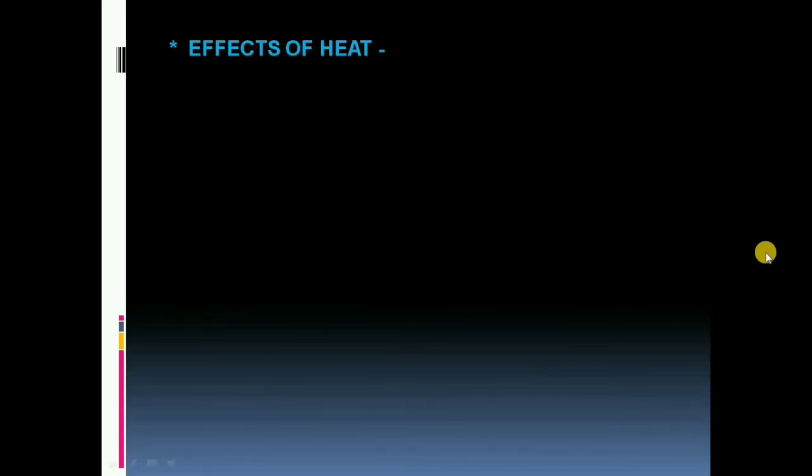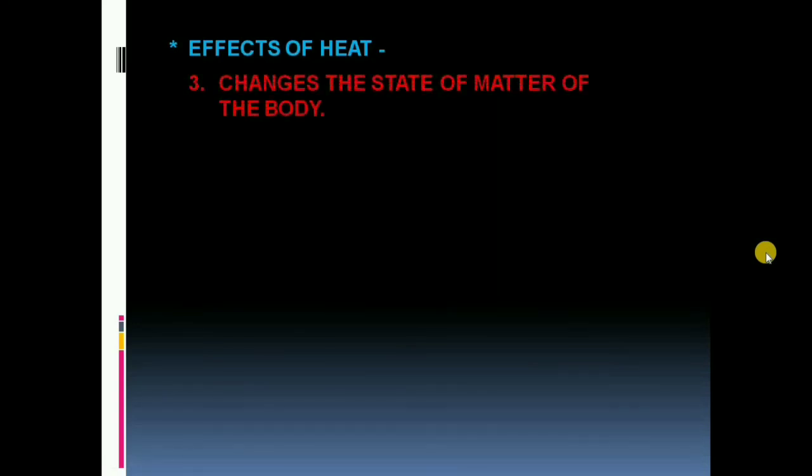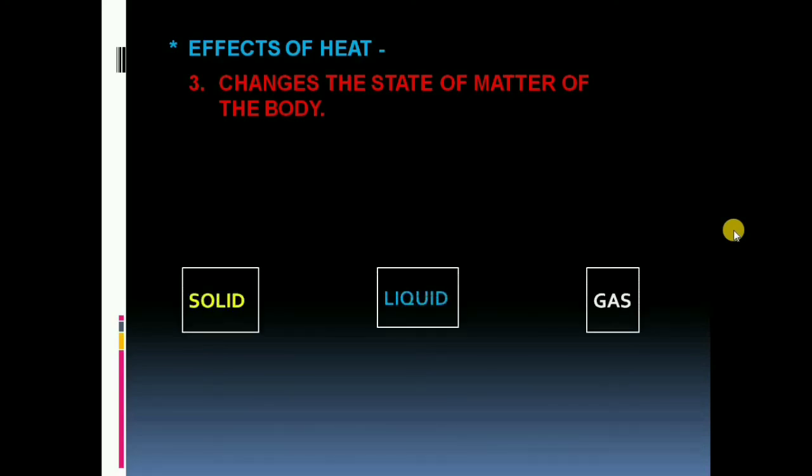Let's understand the third effect of heat, that is the heat changes the state of matter of the body. So first let's understand the meaning of state of matter of the body. So we know that there are three states of matter, that is solid, liquid and gas. Now if we supply heat to the solid, then this solid will convert into liquid. So if heat is given to solid, then it will change into liquid, that is a different state of the same matter.